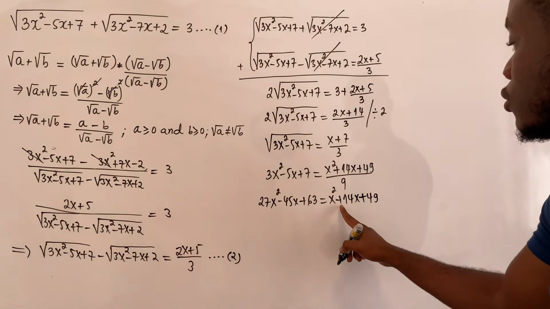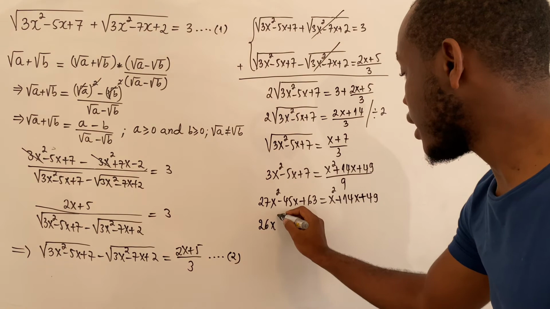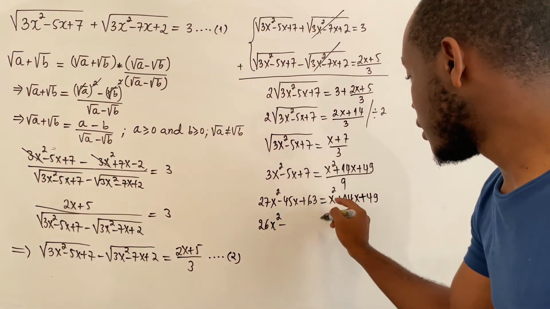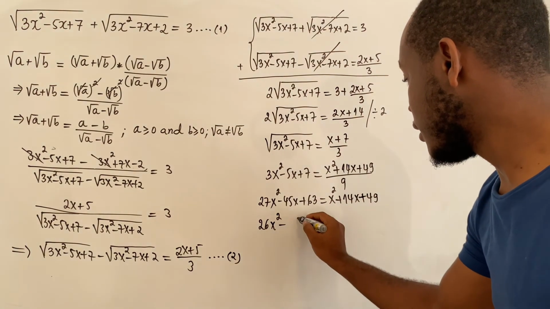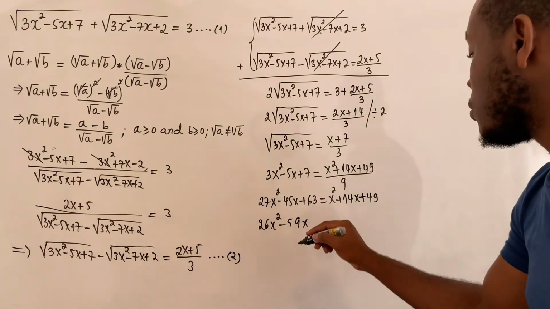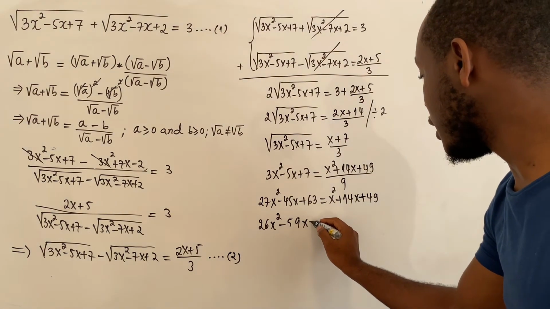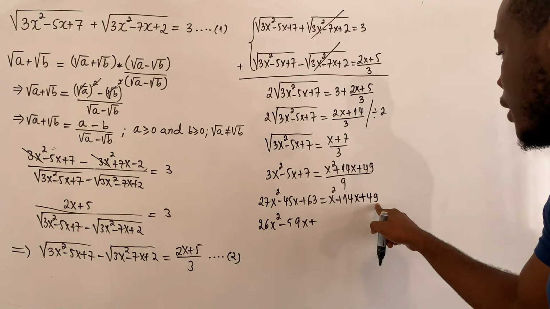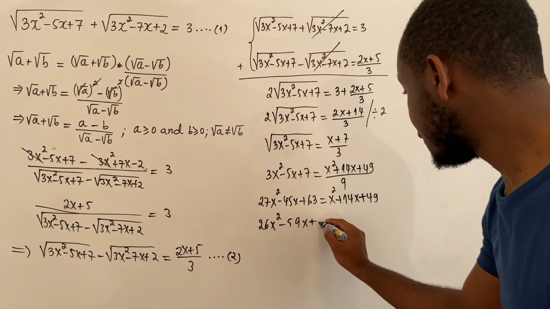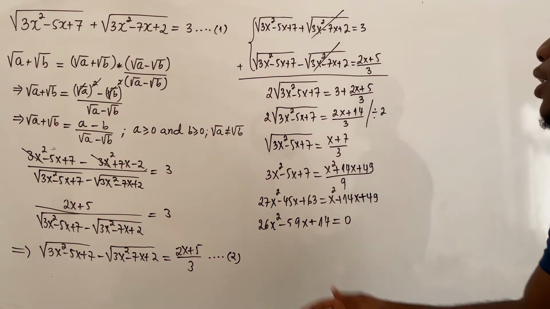All right, so we can send all these expressions to that side. We're going to have 26x squared, and minus 45 and 14 is 59x, minus 59x. This goes subtracting, 63 minus 49 is 14. Okay, so we have plus 14 here equal to 0. All right, so this is just a quadratic equation.